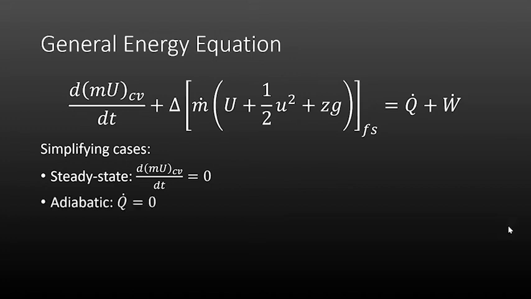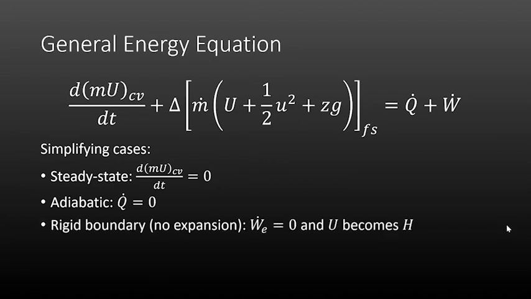Next, if we assume that the system is adiabatic, there is no heat transfer. Therefore, the rate of heat transfer is 0. Next, if we assume that the walls of the system are rigid and allow no room for expansion, expansion work is 0, and the change in internal energy on the left-hand side of the equation will be changed to enthalpy. That came from the definition of enthalpy, which is internal energy plus PV. If there's no expansion, delta PV is 0, making delta H equal to delta U.